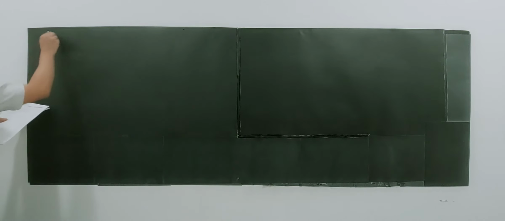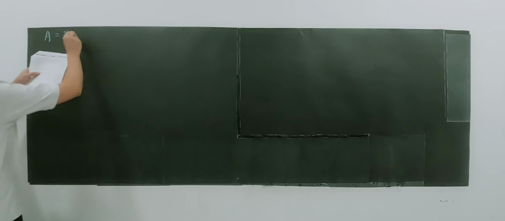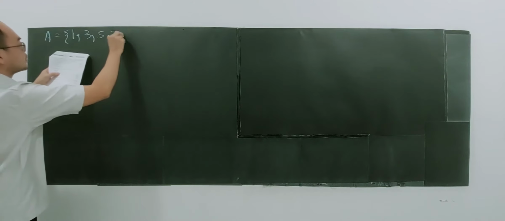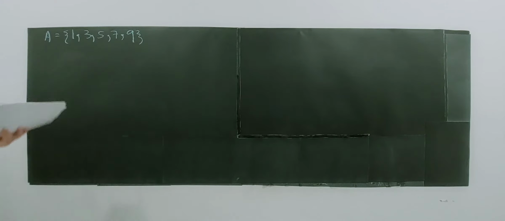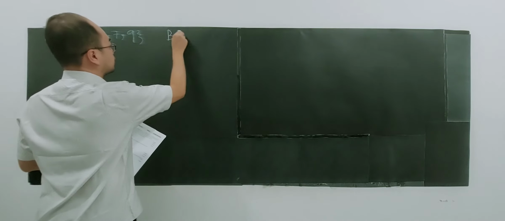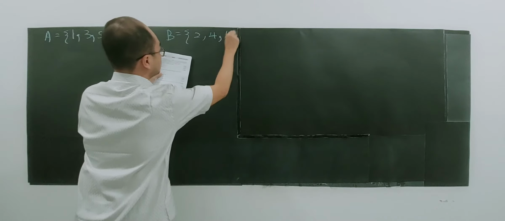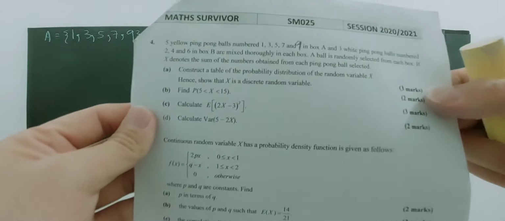So now we're going to know that for box A, we have 1, 3, 5, 7 and 9. Whereas for box B, we have 2, 4 and 6. We just assume the ball to be the number. Then later on we try to read back the question.